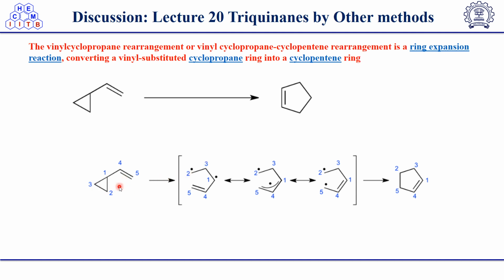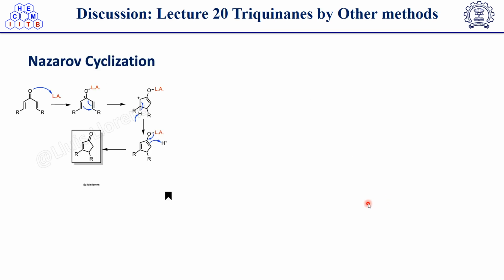So under photochemical condition, we can see this bond will be cleaved and we will get this radical. So this will again undergo homolysis so that radicals will be forming here and here. Then this double bond will form from these two radicals 1 and 4, and this 2 and 5 will combine to give this cyclopentene ring. This is the mechanism of vinyl cyclopropane rearrangement.